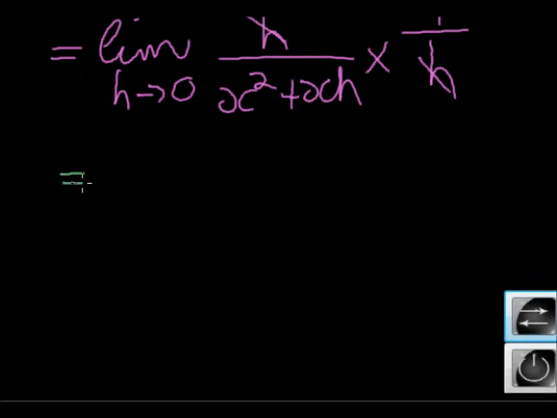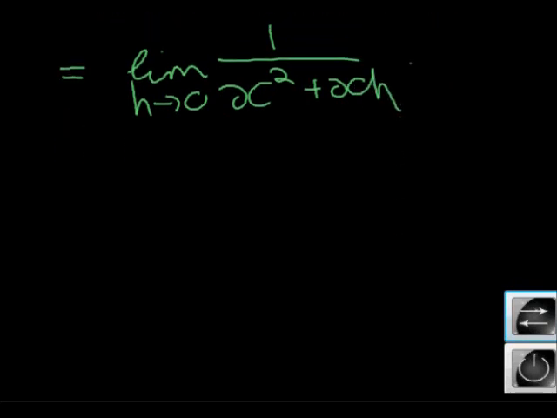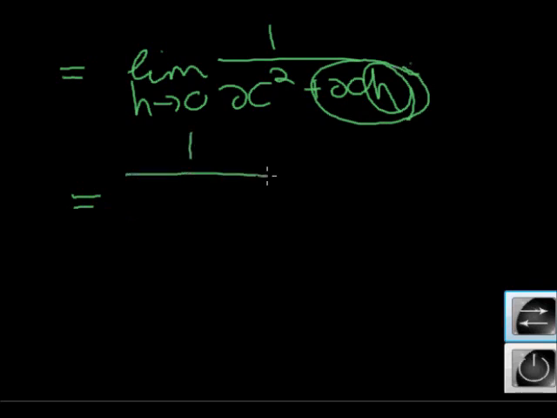They cancel, and I'm left with the limit of h tending to 0 of 1 over x squared plus xh. And now I can substitute. Yes, h is still in the denominator, but it doesn't make the whole denominator 0 when I substitute. When I substitute, only this term becomes 0, I still have an x squared. So I'm allowed to substitute. I substitute in the 0.